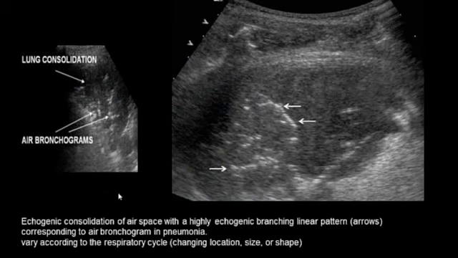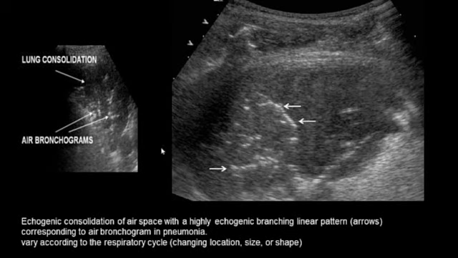Echogenic consolidations with a highly echogenic branching linear pattern. We find a branching white linear pattern; this is called the air bronchogram. Again, air in ultrasound appears as a white line. Air is present in alveoli or bronchi with surrounding areas of fluid replacement or consolidation. This air appears as a white line and is called the air bronchogram ultrasound sign, a branching echogenic linear pattern.